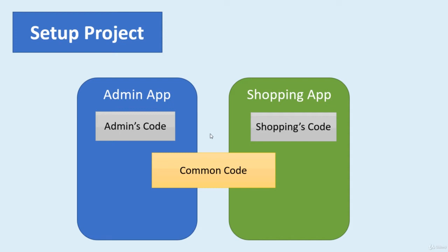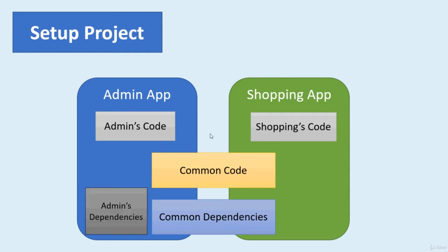These two applications are actually Spring Boot web applications, so they will have common dependencies such as Spring Web, Spring Data API, and MySQL JDBC driver, besides their own dependencies. So we will create three different projects. Project number 1 for the admin app, project number 2 for the shopping app, and project number 3 for the common code that is shared between these two applications.